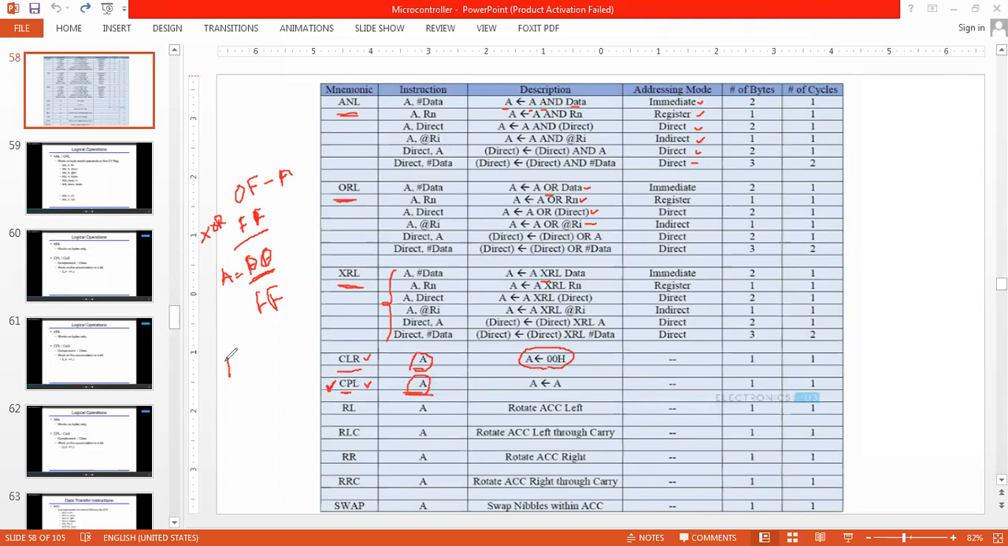If A value is F5, what will be the answer? Tell me. What will be the result of F5 when I complement it? It is going to be 0AH. Correct? F5 is going to be complemented, so that is why it will become 0AH.